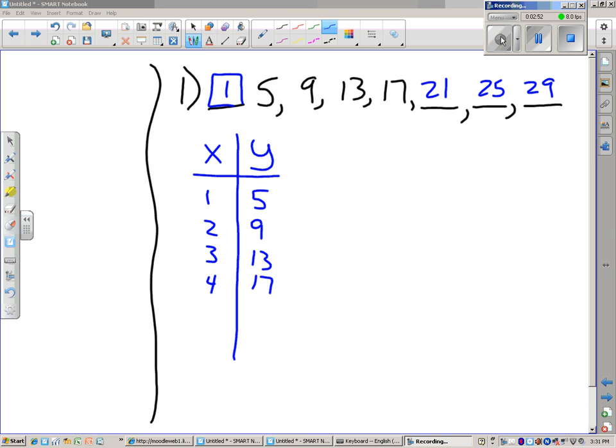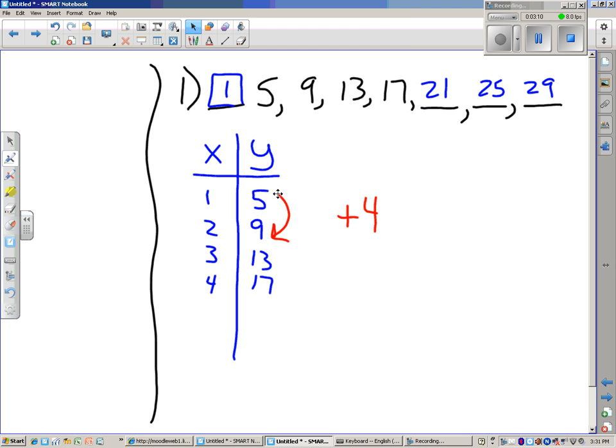Okay, so the 5 is in the first position, we fill it in the chart. The 9 is in the second position, we put that on the chart. How much does it go up every time it changes position, everybody? 4. So it goes up by 4 every time the x changes position.